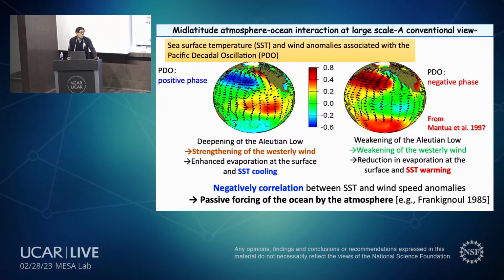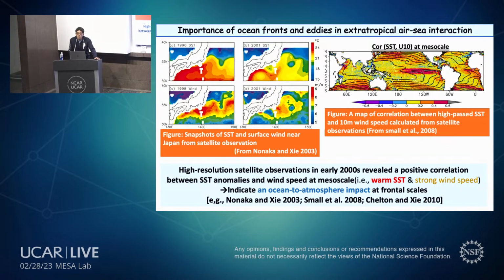This kind of passive forcing of the ocean by atmospheric forcing has been a traditional view of our extratropical ocean. However, such a passive view of the extratropical ocean has changed thanks to the high-resolution satellite observations in the early 2000s. The left panel shows a snapshot of sea surface temperature and surface wind near Japan from satellite observation. You can see a patch of high SST along the axis of the Kuroshio, and these regions correspond to those with a narrow band of high wind speed. This situation is opposite to the one I showed in the previous slide, and indicates oceanic forcing of the atmosphere.